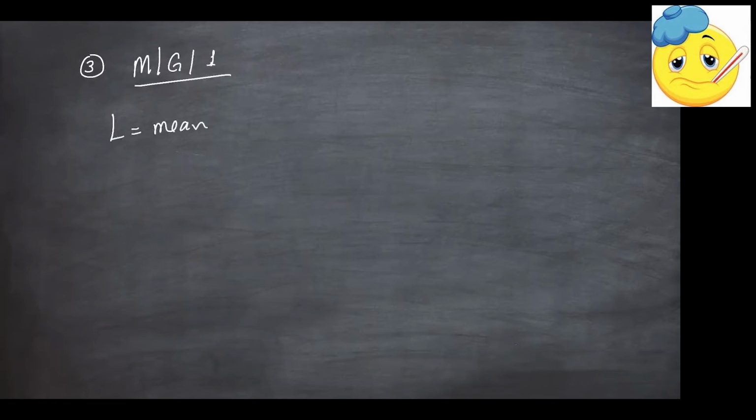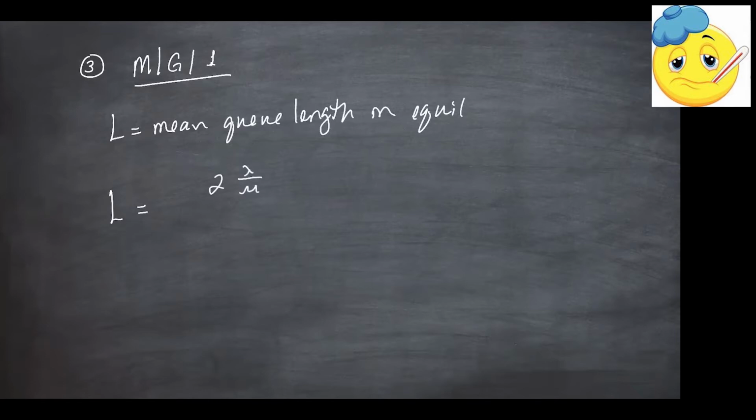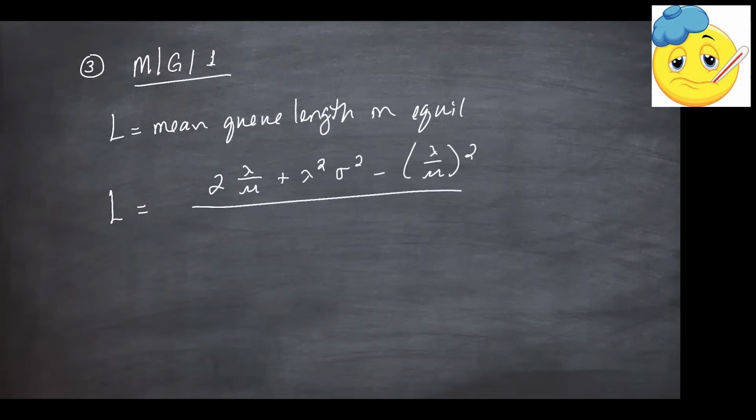So this is the mean Q length, which is actually all people in the system, which is what's being asked here, in equilibrium for this queue. And we derived this last time. We got L is 2 lambda over mu, and I'll go back and define these parameters, plus lambda squared sigma squared minus lambda over mu squared over 2 times 1 minus lambda over mu. And this is what you would need for part B.